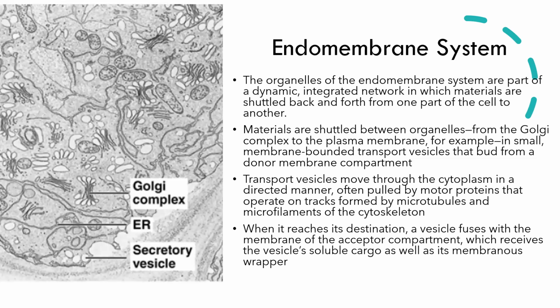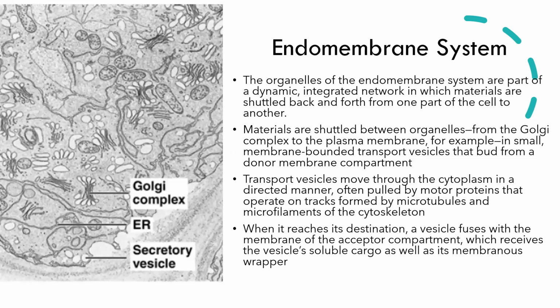So materials are shuttled between organelles, for example from the Golgi complex to the plasma membrane, in small membrane-bounded transport vesicles that bud from the donor membrane compartment. These transport vesicles move through the cytoplasm in a directed manner. They are often pulled by motor proteins that operate on tracks formed by microtubules and microfilaments of the cytoskeleton. When it reaches its destination, the vesicle fuses with the membrane of the acceptor compartment, which receives the vesicle's soluble cargo as well as its membranous wrapper.